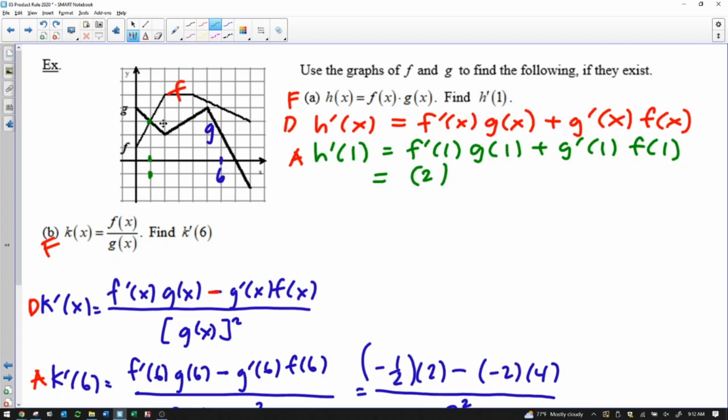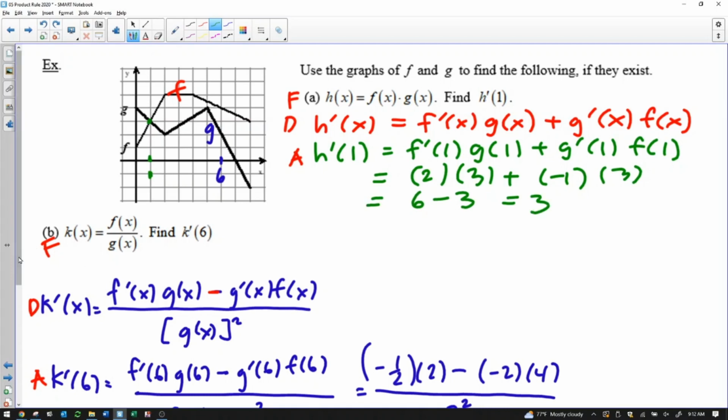g of 1 means go find your g curve. What is the y value at 1? 3. So 2 times 3 plus g prime at 1. That means go to your 1, find your g curve, and tell me the slope. What's your slope right there? -1. Some of you aren't writing things down. I guess you'll just do it at home. And then f of 1: f is this curve right here. If you plug in your 1, what is your f value? I'm getting 3. You see that? So that's going to be 6 minus 3, and this answer is 3.